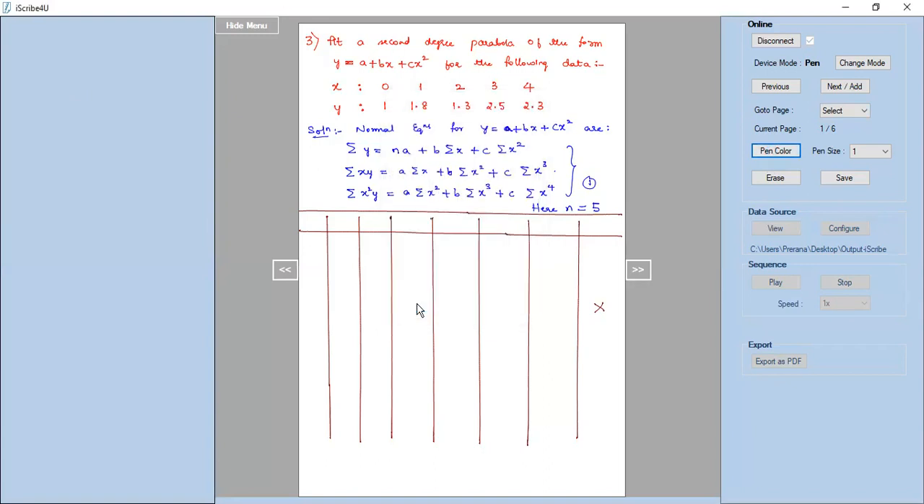Okay. First I will take x, y, followed by x square, x cube, x power 4, x into y, x square y. We have to look into the columns properly while calculating. I'll fill the data. X values are 0, 1, 2, 3, 4.